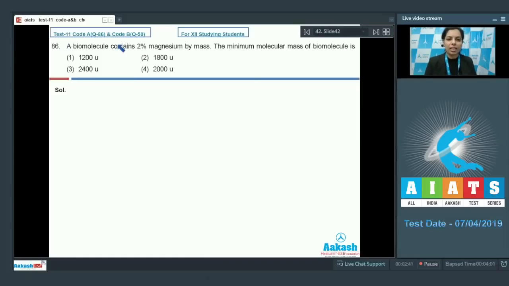Question number 86. A biomolecule contains 2% magnesium by mass. The minimum molecular mass of the compound is. If I talk about that compound in which magnesium is present, this biomolecule, in this case 2% magnesium by mass is present. It means at least one atom of magnesium should be there, and the mass of that magnesium is 24 U at least, and we know that the percentage of Mg in this compound is 2%.